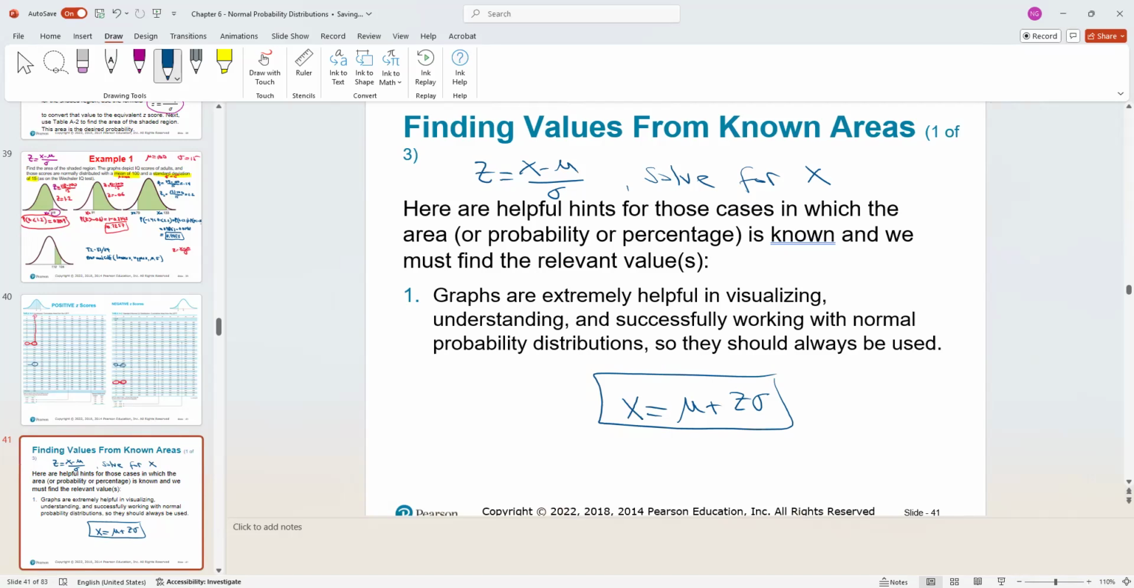So that's helpful for those cases in which the area or probability or percentage is known and we must find the relevant value x. I'm going to put x for you to remember. Graphs are extremely helpful in visualizing, understanding, and successfully working with normal probability distribution. So they should always be used.